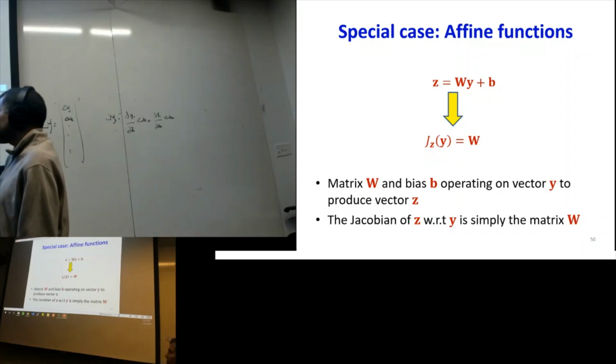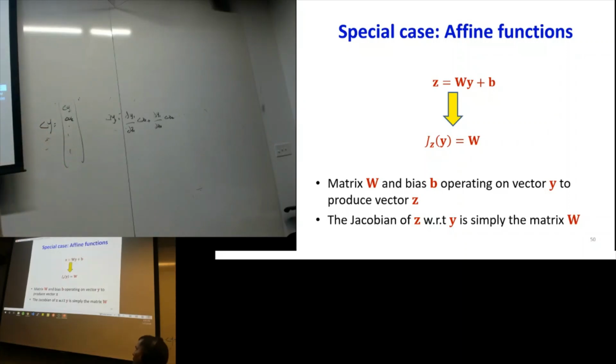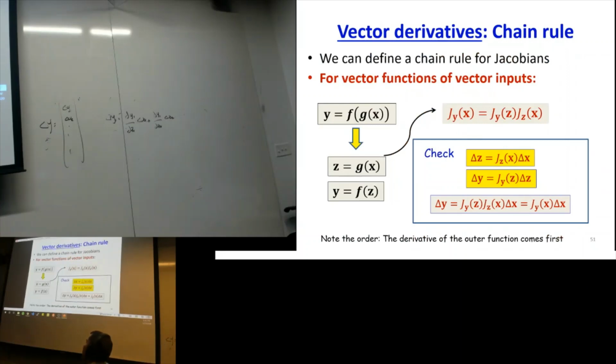Also, suppose I have this relationship, a vector Y is some vector function F of some vector function G of some vector X. Then the Jacobian of Y with respect to X is going to be the Jacobian of Y with respect to G times the Jacobian of G with respect to X. So observe that the order is going to be the Jacobian of the outermost function times the Jacobian of the inner function. Now to see that this holds true, let me write Z equals G of X.